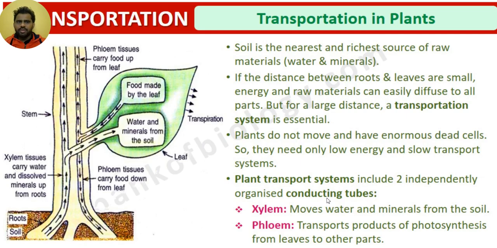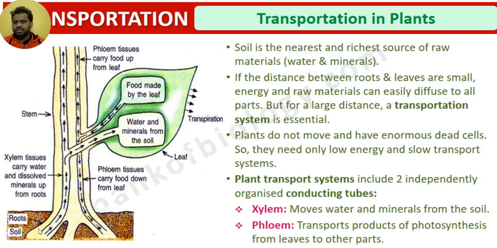Now let's move forward and see, this is everything related to the transportation that has happened in the human body. Now we need to study the transportation that happens in plants. This is very important. There are two important things: one is xylem, and one is phloem. Xylem moves water and minerals from the soil to the plant, and phloem transports products of photosynthesis from leaves to other parts, that is the food.